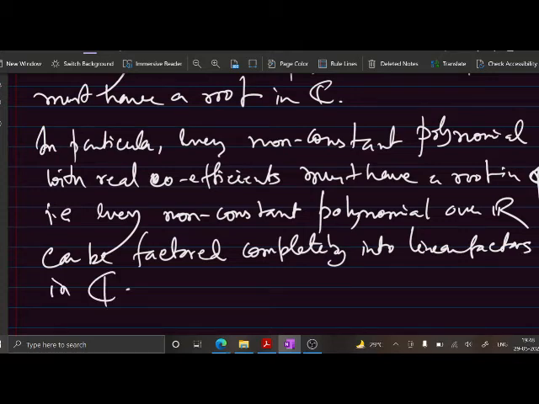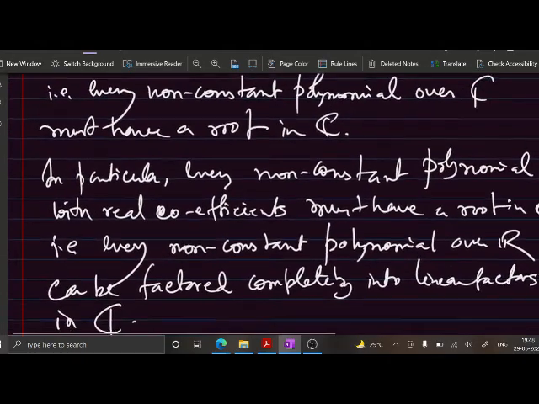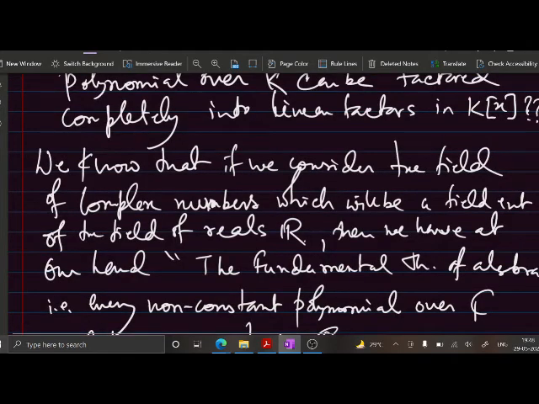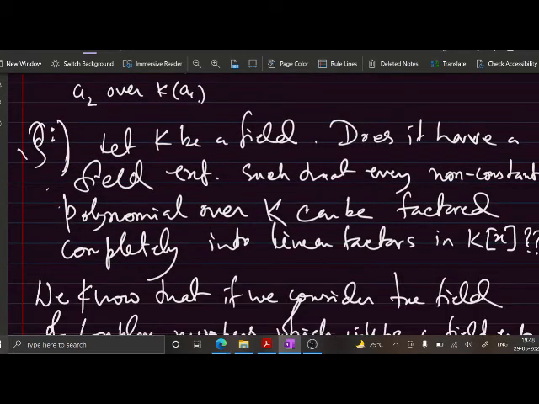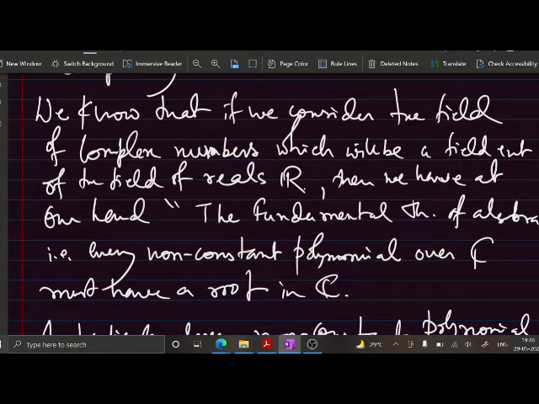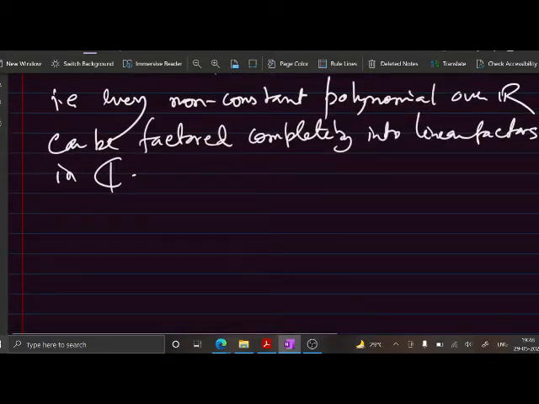That means you have an example of a field extension where you can find out your answer. Okay, so C is a field having this type of property. So these types of fields are called algebraically closed fields.